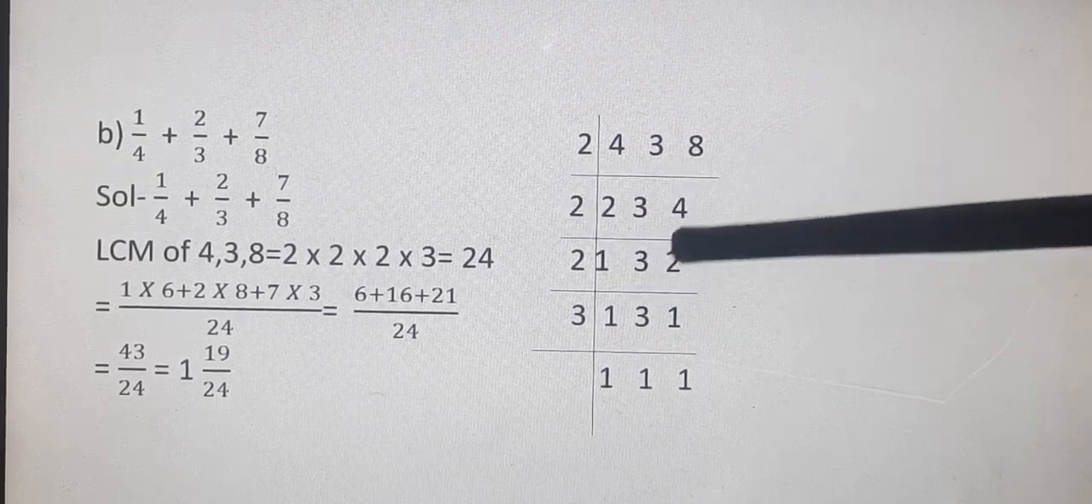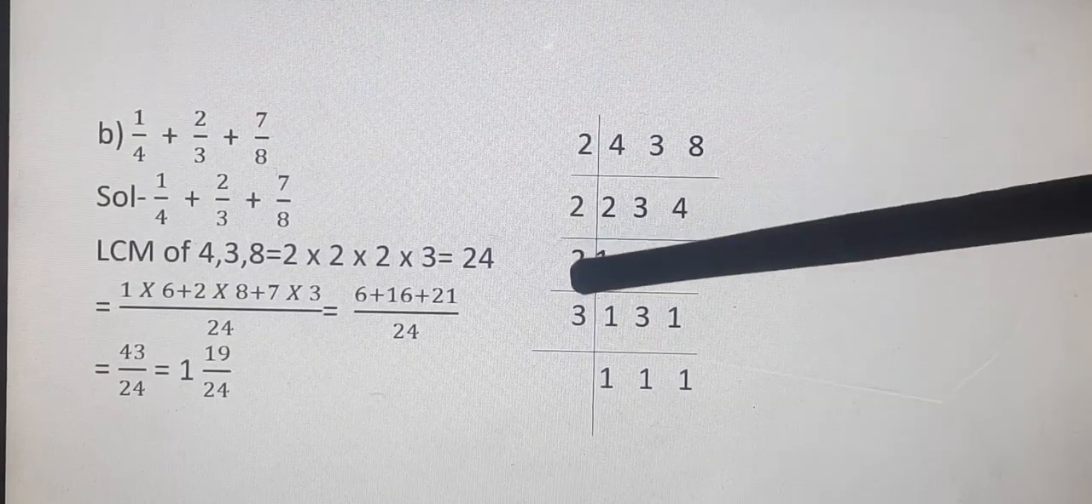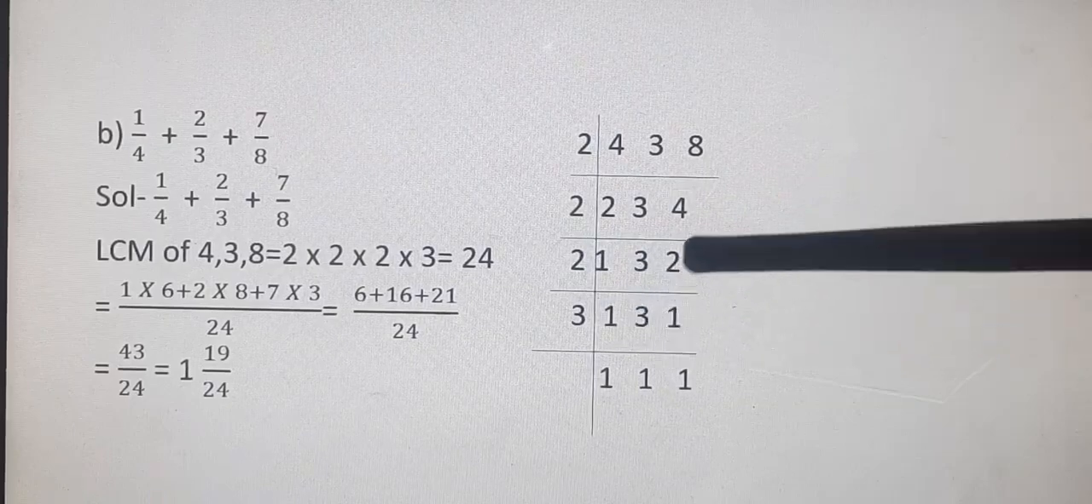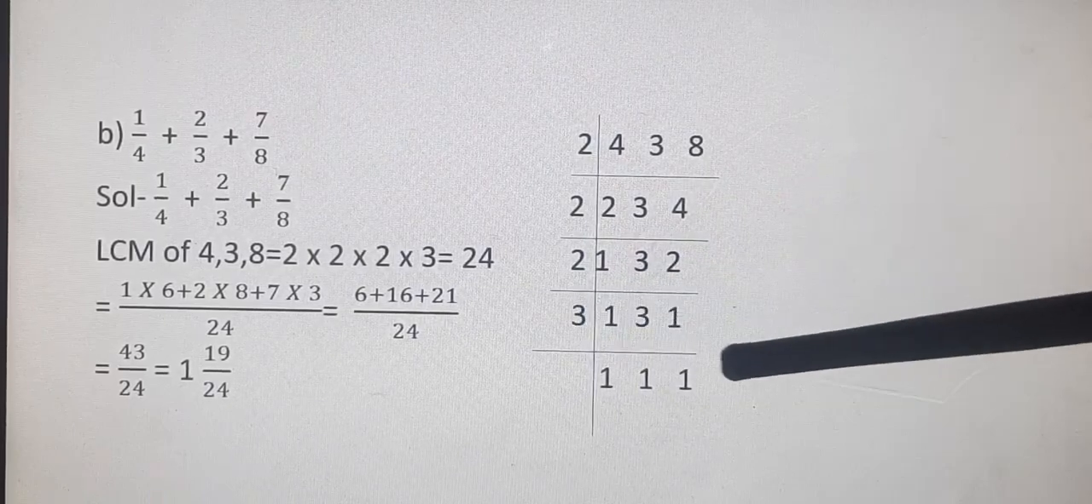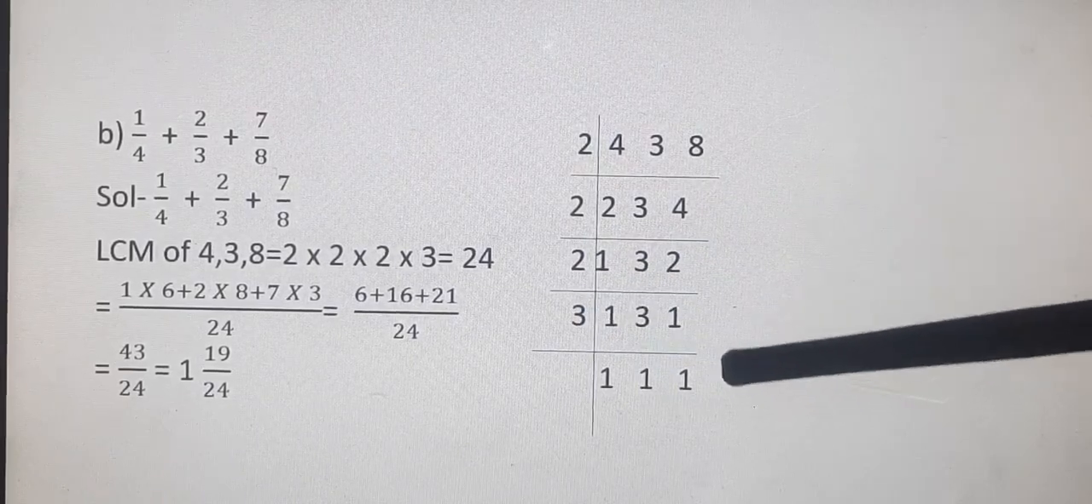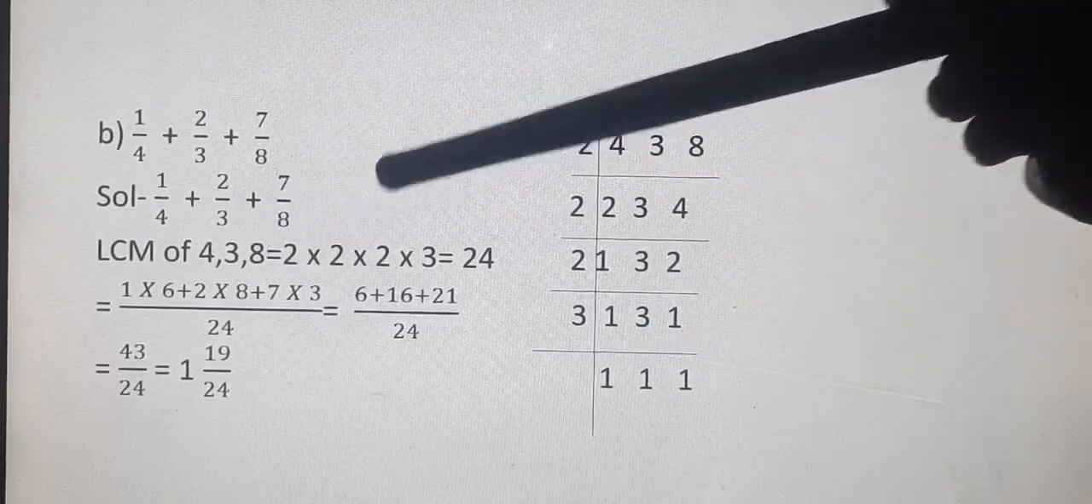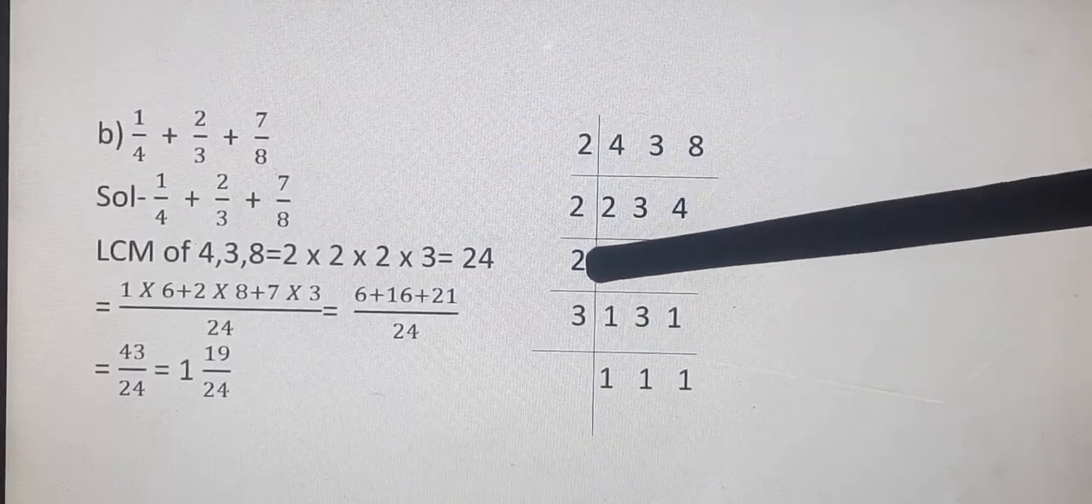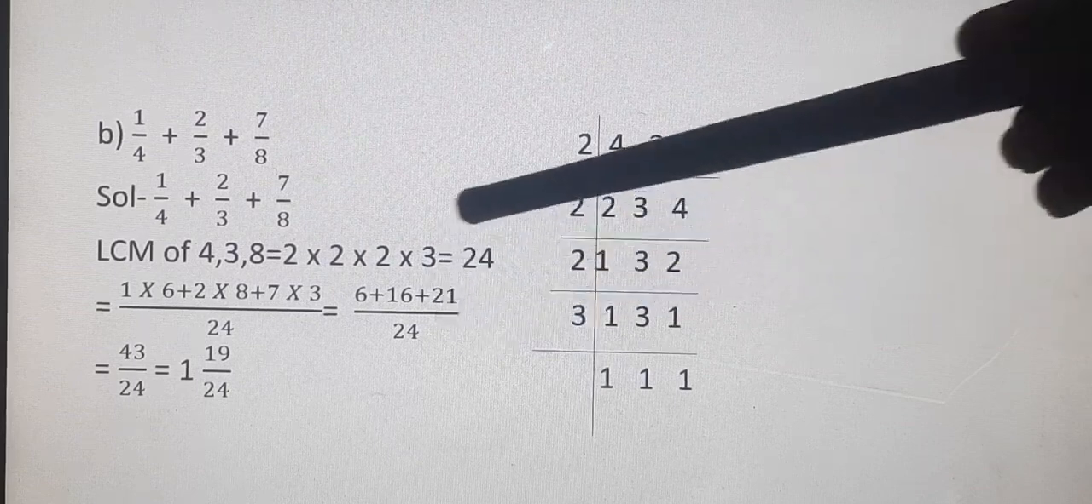2 1s are 2. 3 will be copied. 2 2s are 4. With 2. 2 1s are 2. 3 will be written. 2 1s are 2. And at last we will take 3. 3 1s are 3. So LCM of 4, 3 and 8 is 2 2s are 4. 4 2s are 8. 8 3s are 24.